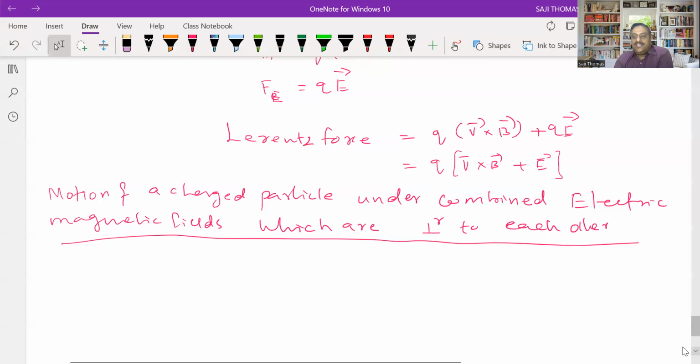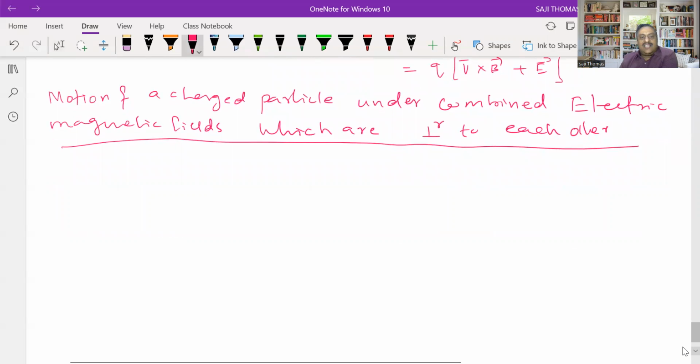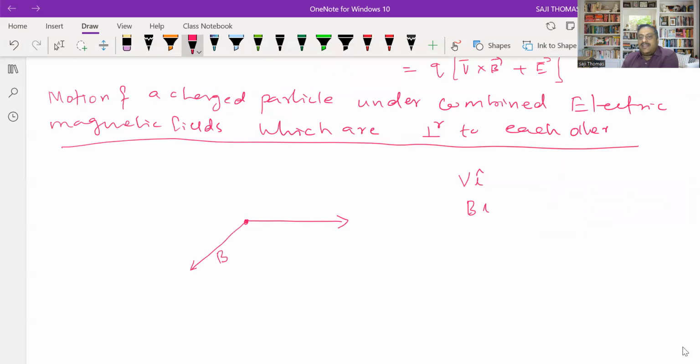Now you consider a charged particle. This charged particle is moving along x direction. So velocity I am writing as v i hat, where i hat denotes x direction. Now I apply a magnetic field along the positive z direction. Magnetic field B k hat.